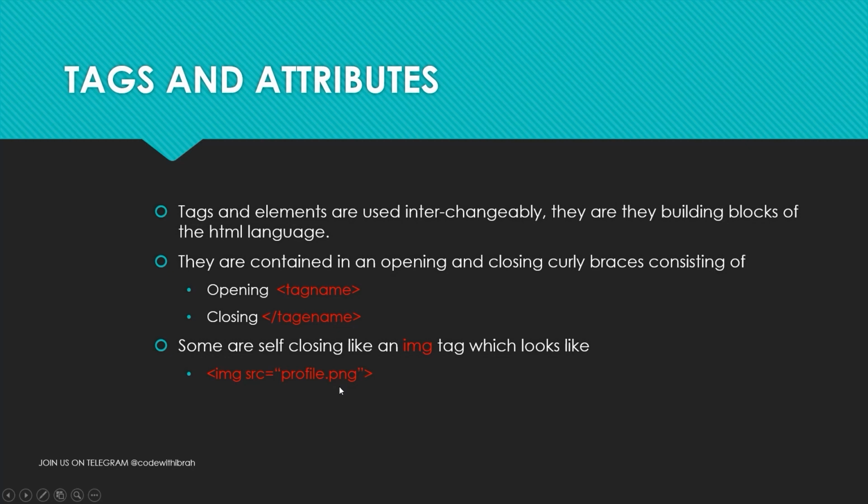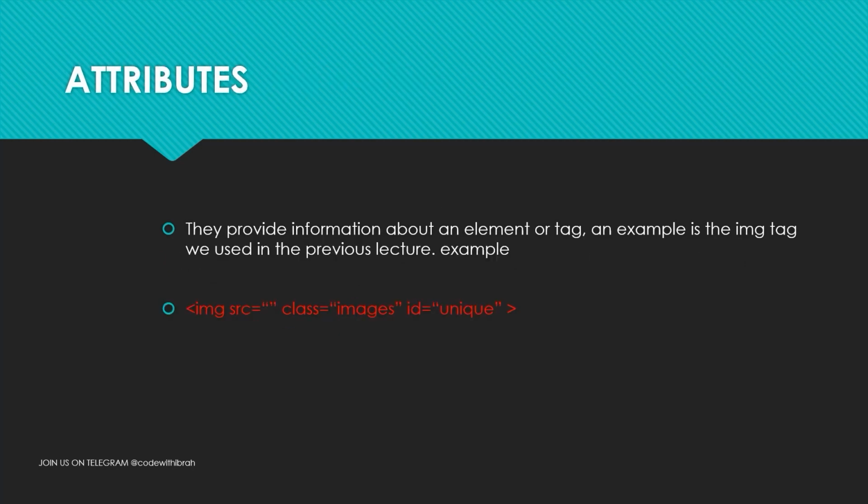So the question is, why is it that some of them have opening and closing and others do not have opening and closing? It's very simple. Tags that have opening and closing, they are parent tags. They can have children within them, but single tags such as the image cannot have children within them. So that's it. Let's move on to the next one.